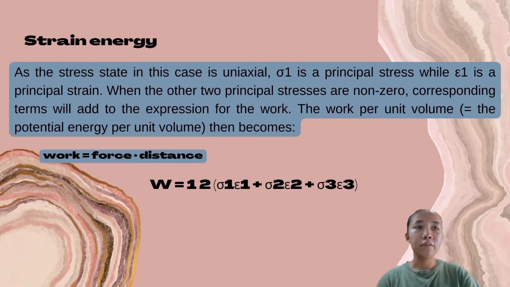As the stress state in this case is uniaxial, σ1 is a principal stress, while ε1 is a principal strain. When the other two principal stresses are non-zero, corresponding terms will add to the expression for the work. So the work per unit volume equals the potential energy per unit volume. Work equals force times distance.